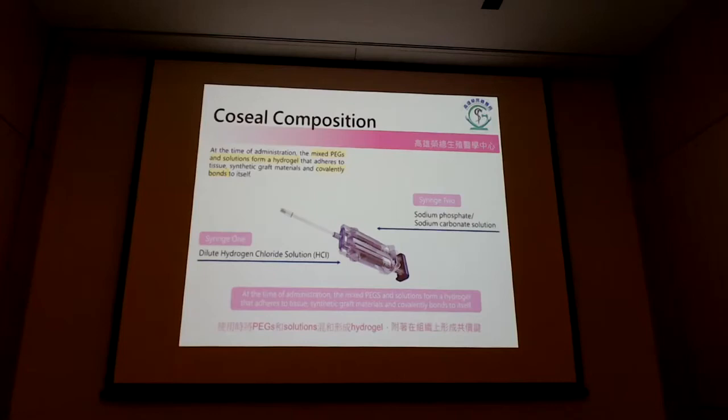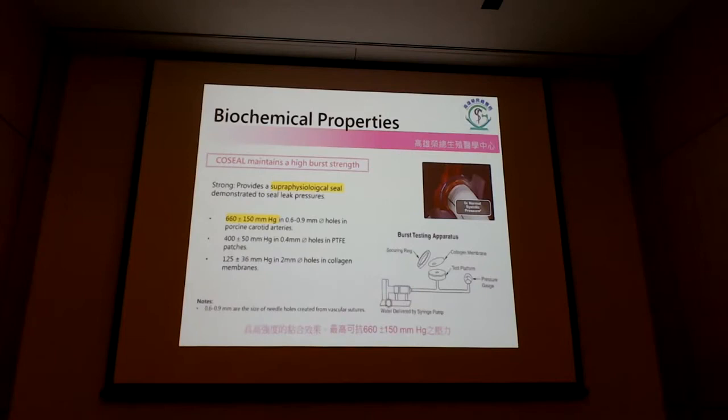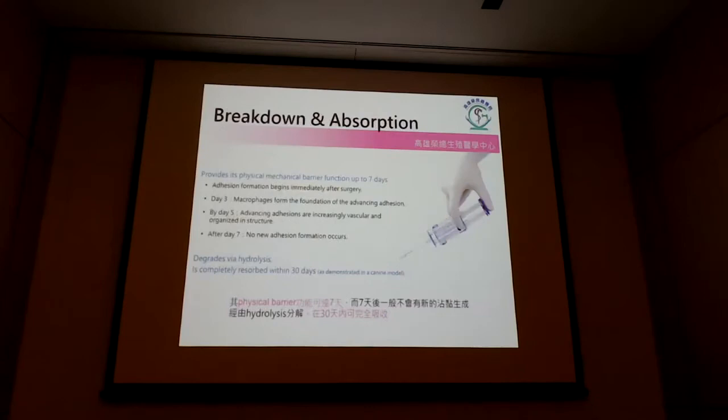Coseal is an elastic hydrogel. It will remain flexible and adhere to irregular tissue surfaces without restricting the movement of the surrounding tissue. Coseal maintains a high strength. It provides a strong physiological seal up to 660 mmHg in carotid arteries. Coseal provides its physical mechanical barrier function up to 7 days. It degrades via hydrolysis and is completely resolved within 30 days.